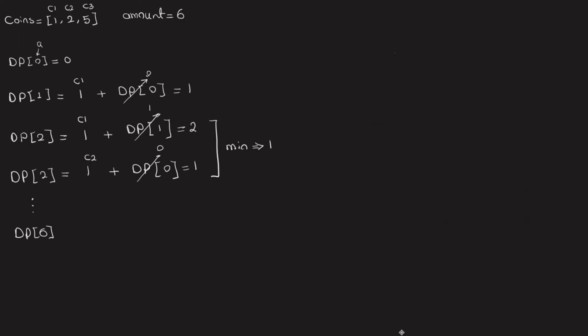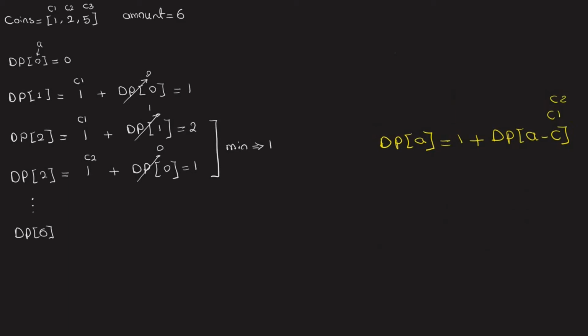So it seems that we are saying dp of amount A equals 1 plus dp of amount A minus the coin value we used. For example, if the coin value here is C1, this one is C1. If it is C2, this one is C2, and so on.